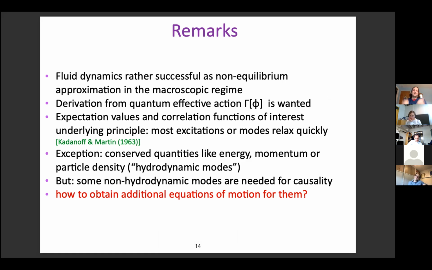So we did something a little bit more modest. We try to point out that we want to understand if it's possible to have extra equations. So we have conservation of energy and momentum, and our question was, is it possible to have some other equation of motion for these non-hydrodynamic modes? That's what we have shown in this paper. The main point was to start somewhere, and then we start from the full thing, the quantum effective action, and we try to understand that.